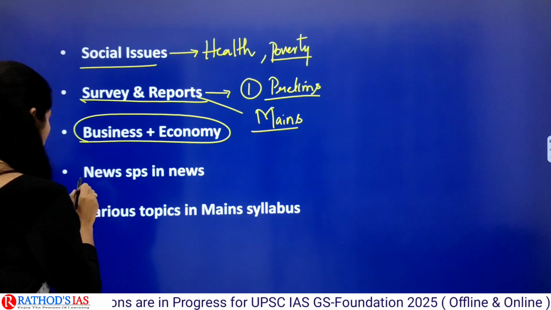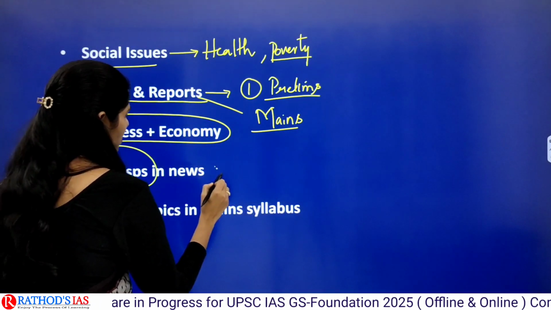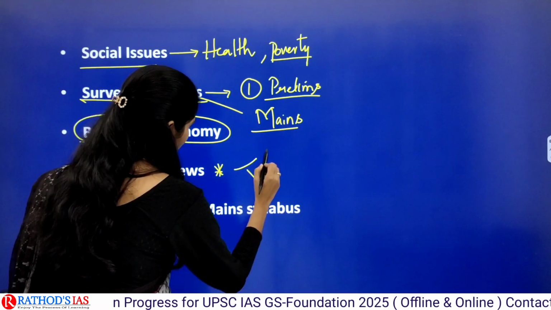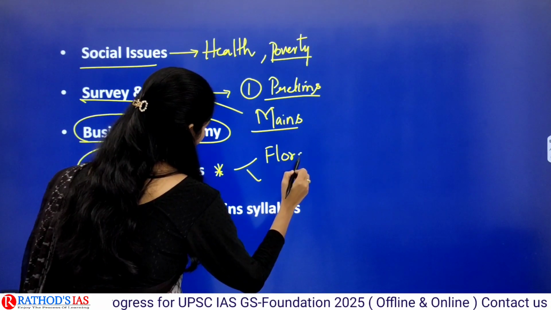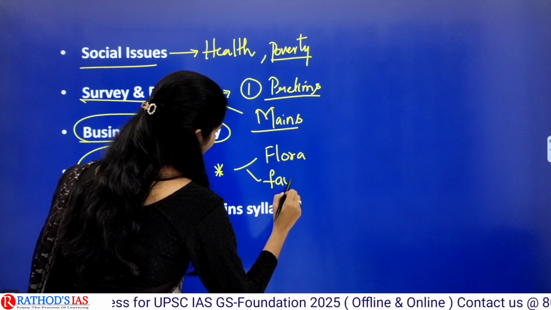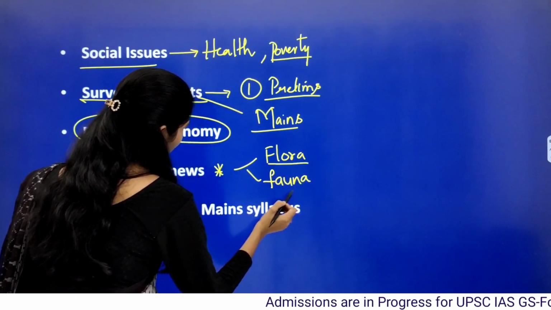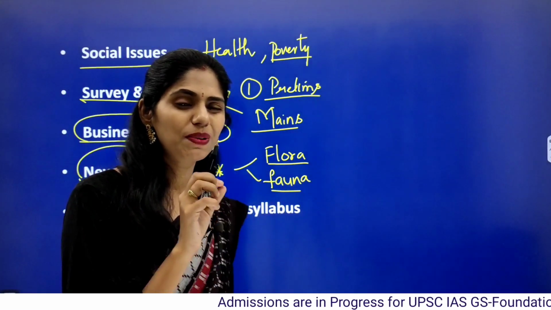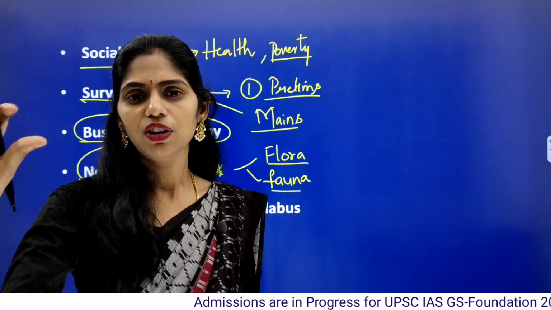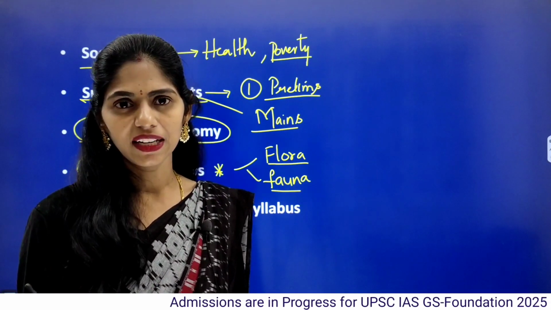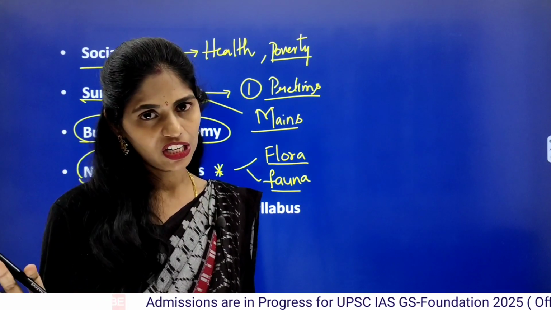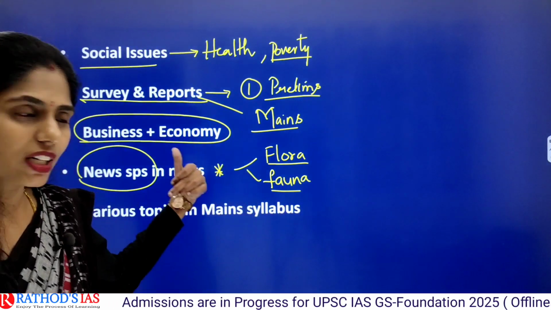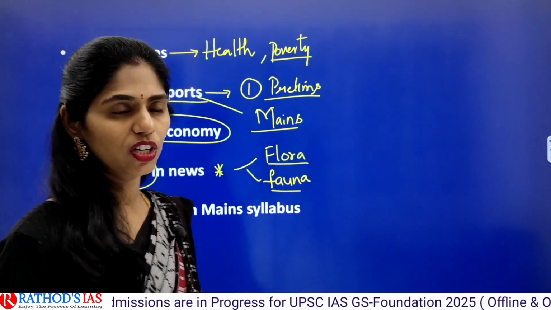And next one is news pieces, for example flora and fauna. It may be flora or it may be fauna. If there is any news piece about a species that has been identified, you have to know what that species is, its scientific name, the region where it was identified, and important features. In that way you can expect your prelims question.